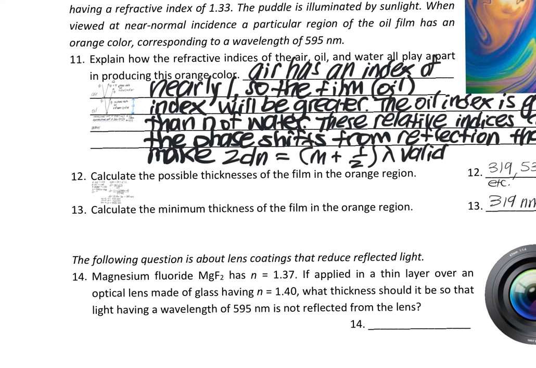What thickness should the magnesium fluoride be so that light with a wavelength of 595 nanometers is not reflected from the lens? In other words, destructively interfered. So 14 is different than 11 through 13 in that you're putting the thin film on something with a higher index. With the oil film, that oil was on top of water, which had a lower index. So if you put the thin film on top of something with a higher index, then the constructive and destructive interference equations switch, they trade. I can show you why that's true.